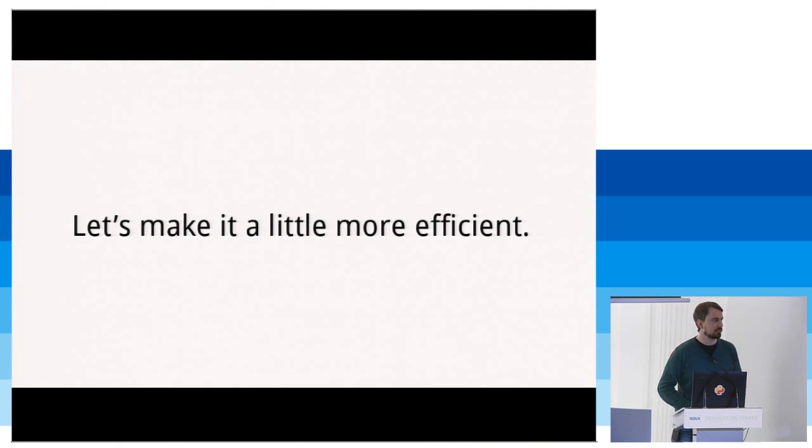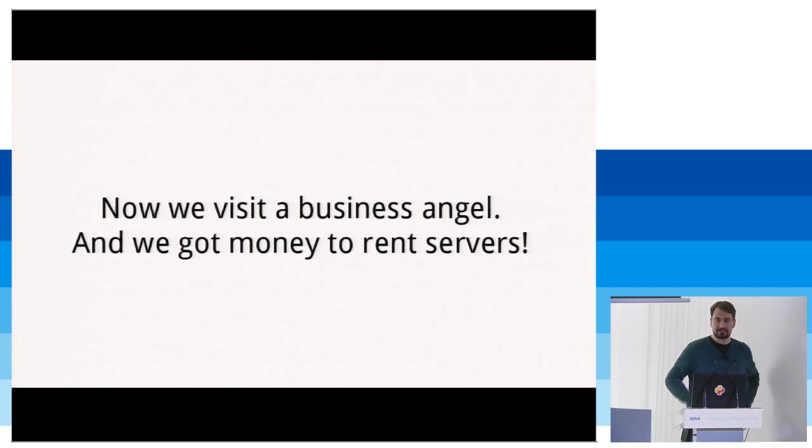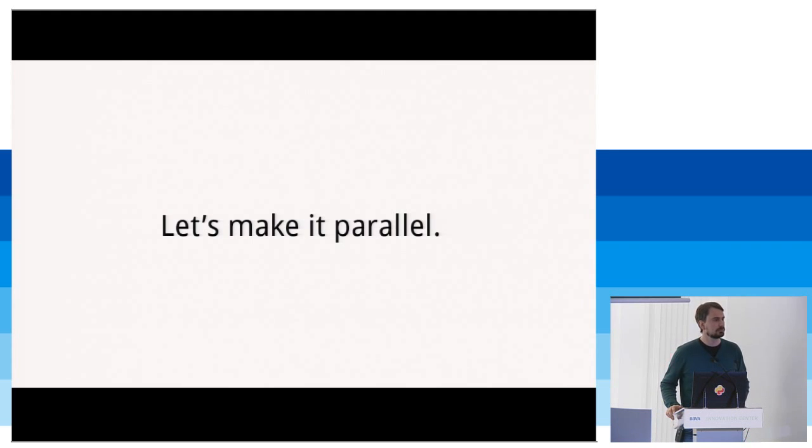So we're making that thing a little more efficient. We're using the same CPU, we're using the same resources, and it's just faster. And now, since we have a very fast implementation of the Julia set, we visit the business angel and we get some money. So we can rent real servers. We don't have to run on a laptop anymore. Okay? So let's make it parallel. How?